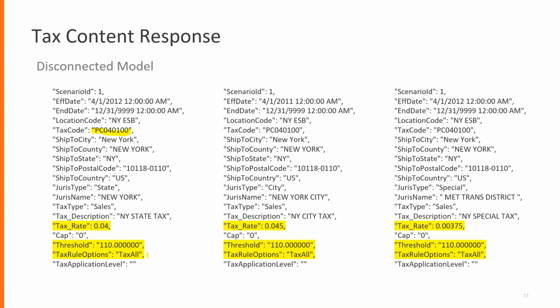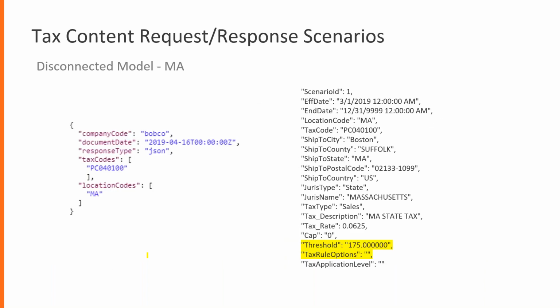So let's look at a couple other examples if our store was in some different states. So if our store was in Massachusetts, we send in the same request. You can see the similar request here: company, date, how I want the information back, what the tax code is, and now the location has changed to Massachusetts. So we can see in Massachusetts, we get the rate of 6.25%, but now we have a threshold of $175. So it differs from New York. And also there's no tax all on this.